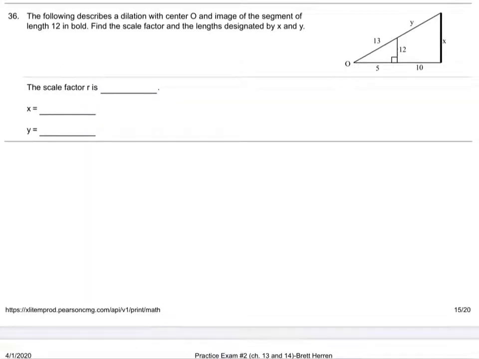Number 36. So we're doing a dilation. So it's talking about a dilation. That means a dilation is a size transformation. Dilation means size transformation. Okay, so anyway, find the scale factor and the length of the designated side.